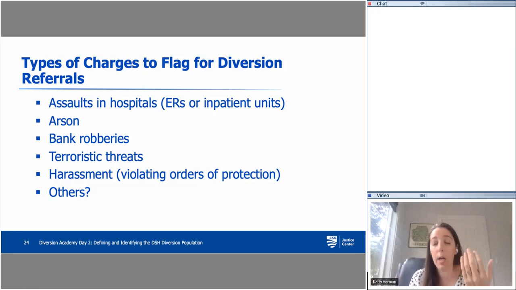I don't know if there are others that people are thinking about, they want to put in the chat, or if Sarah or Deb, you have thoughts about other types of charges that you typically would see for people that are charged, or for people that are being considered for diversion.